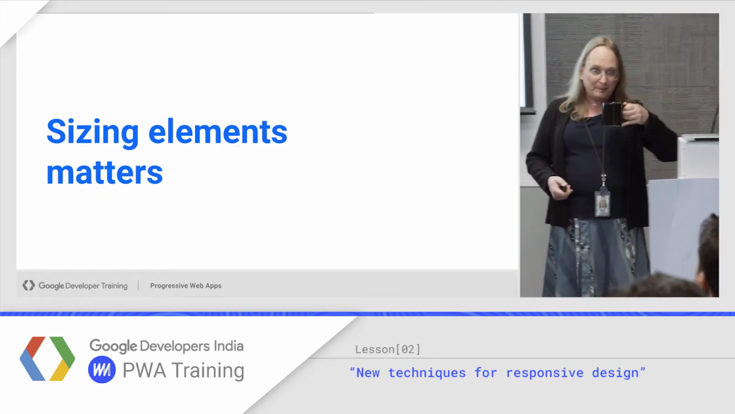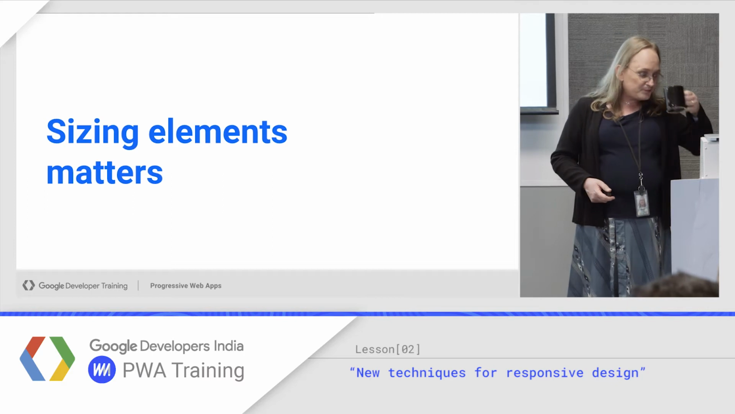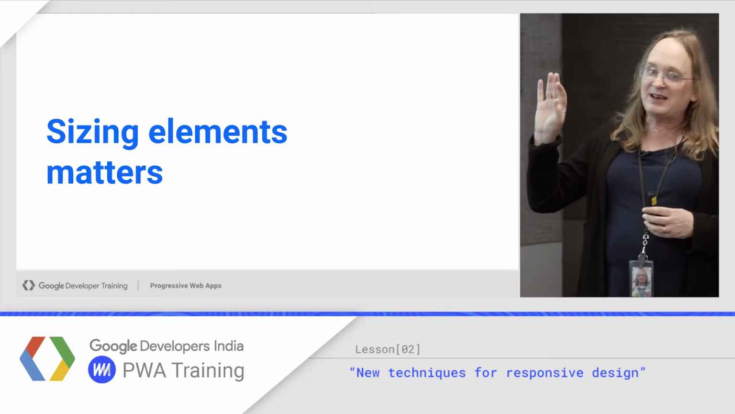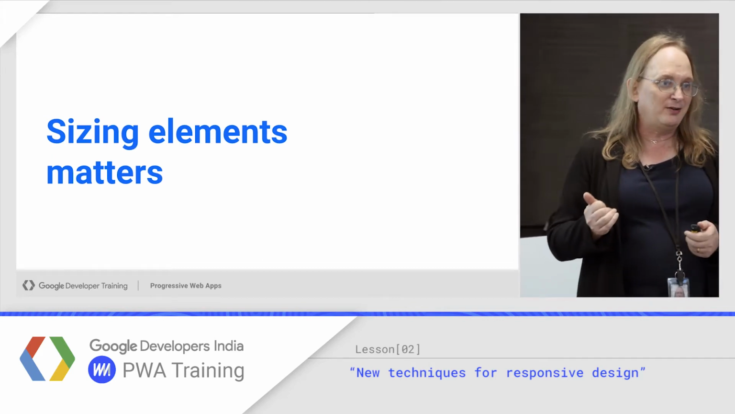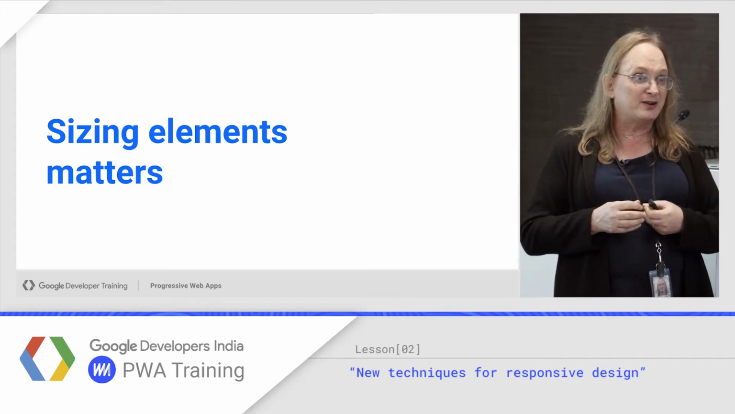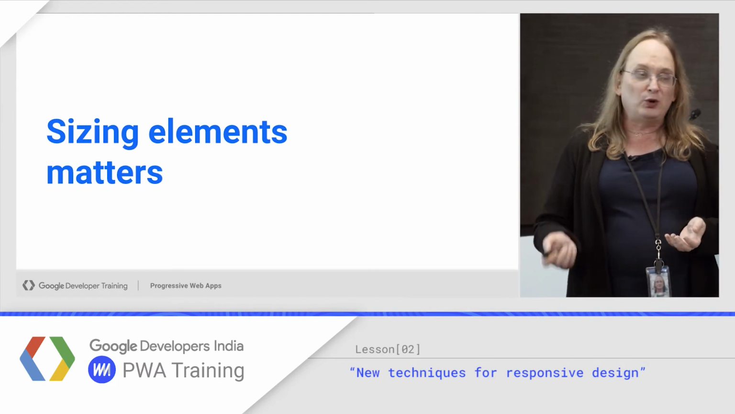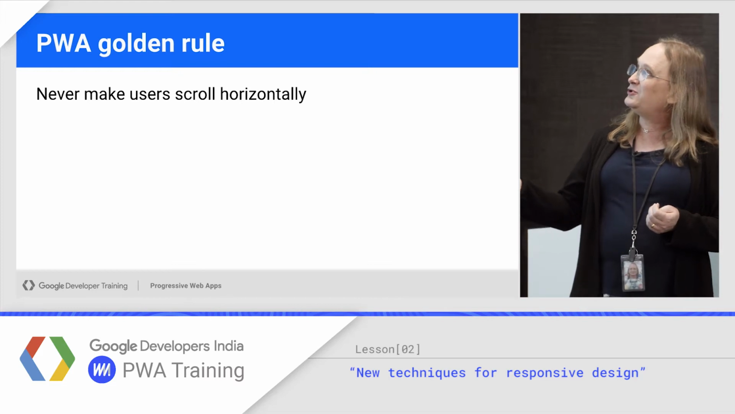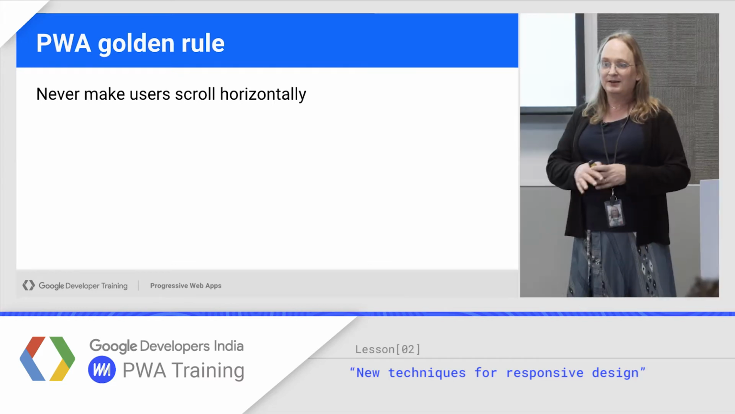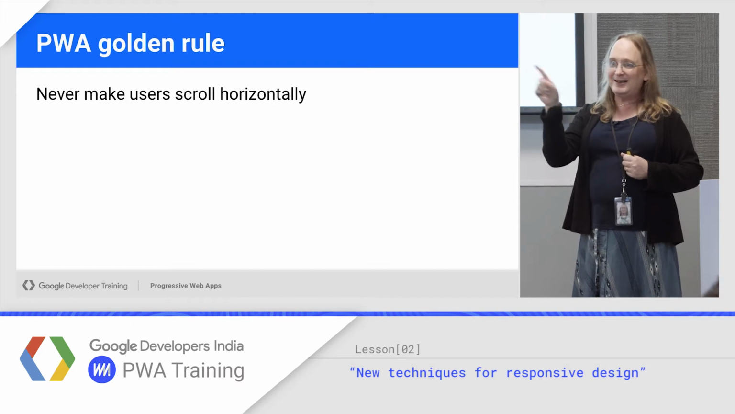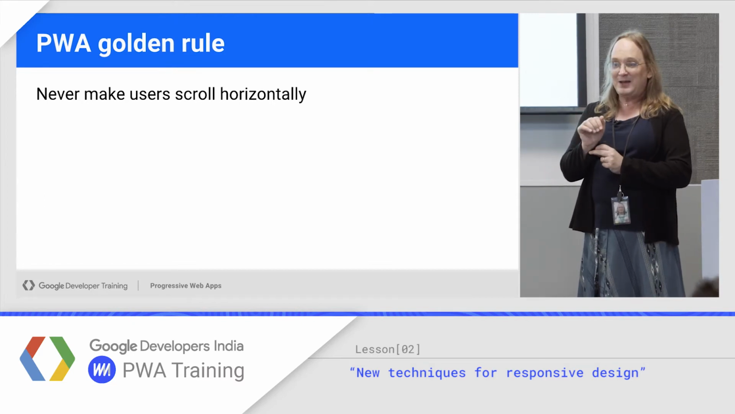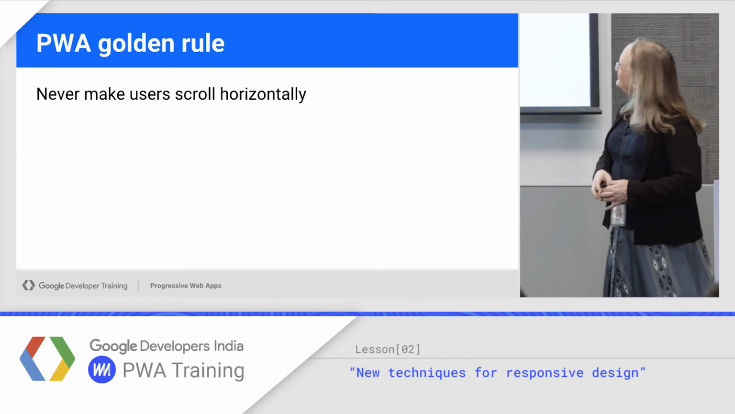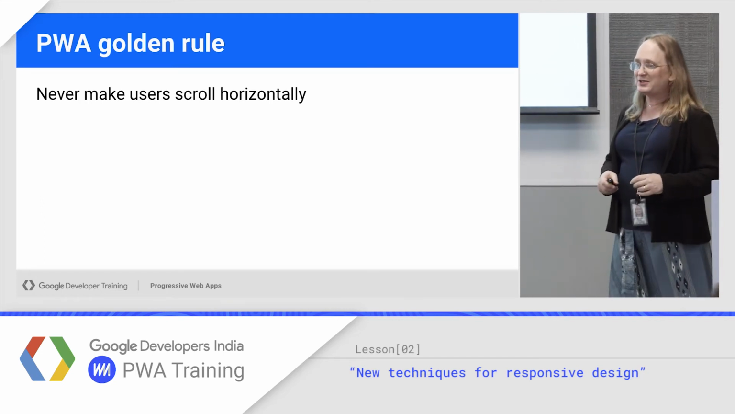So the first thing to know, and I apologize for the cough, I have a little bit of a cold, is that sizing things is the first thing you think about in responsive design. Sizing your elements matters. The very first rule of building a PWA, never make the user scroll horizontally. Up and down's fine. Sideways, don't make me look at you over my glasses. Just don't do it, right? Don't make users scroll horizontally.